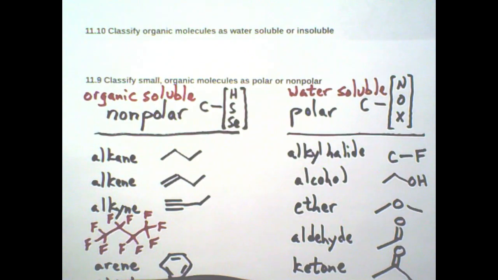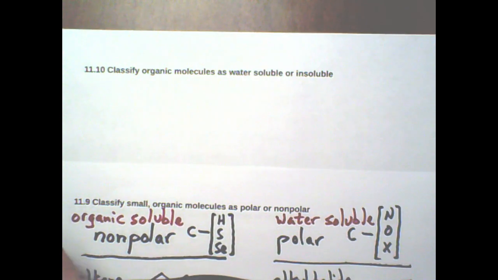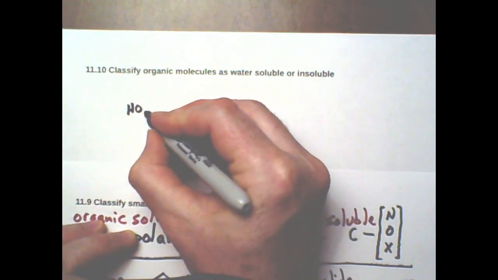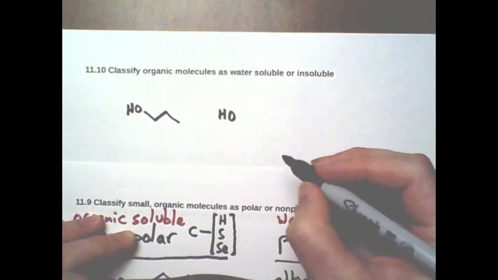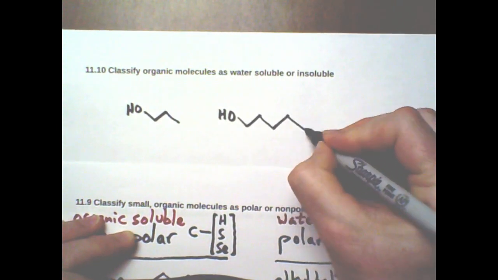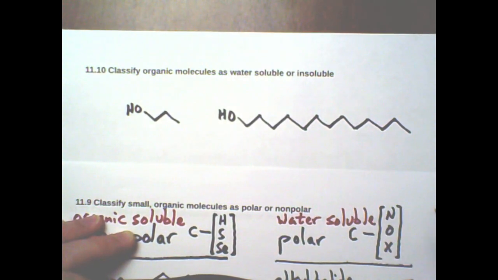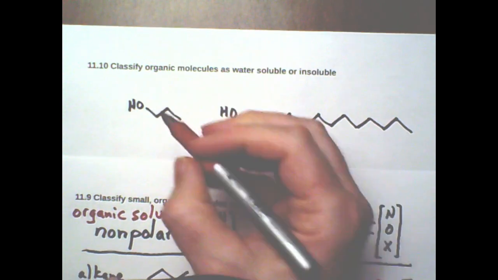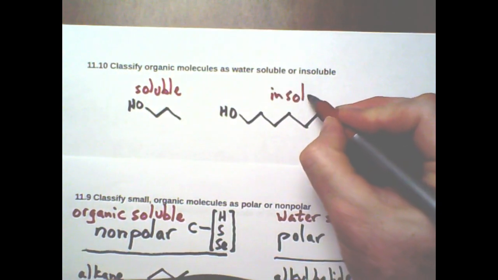So we're going to go a little farther than that, because we know that organic molecules can be big and can have more than one functional group. So we might have an alcohol attached to just 3 carbons, or we might have an alcohol attached to a lot of carbons. I stopped counting. Well, one of these will be water soluble, and the other will be insoluble.